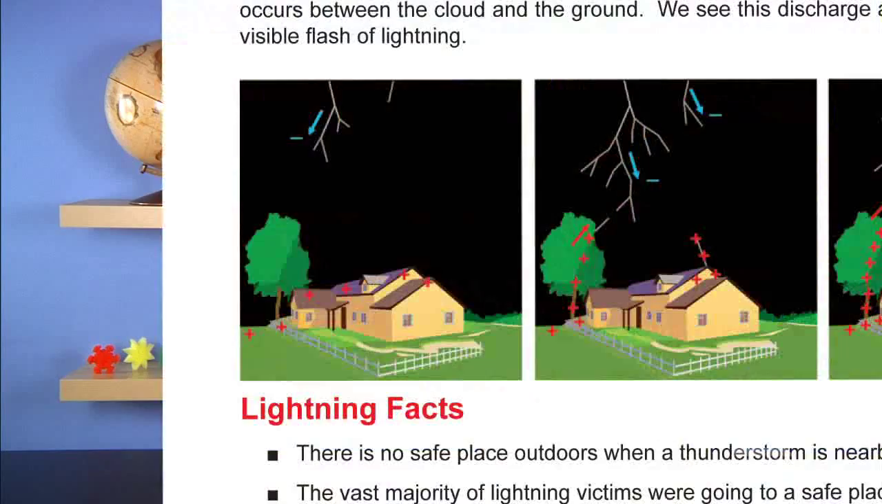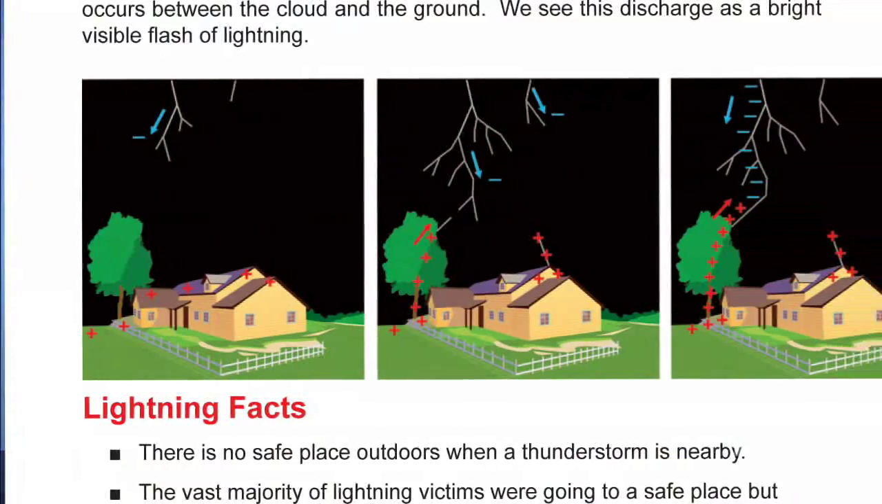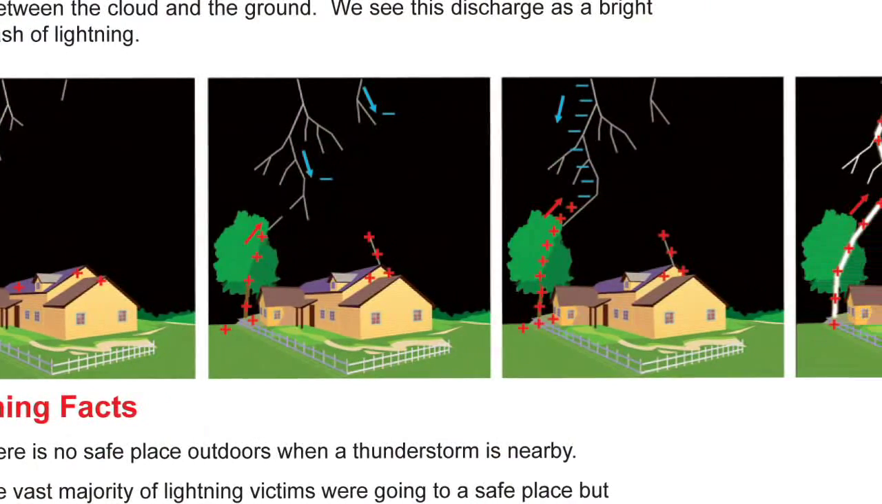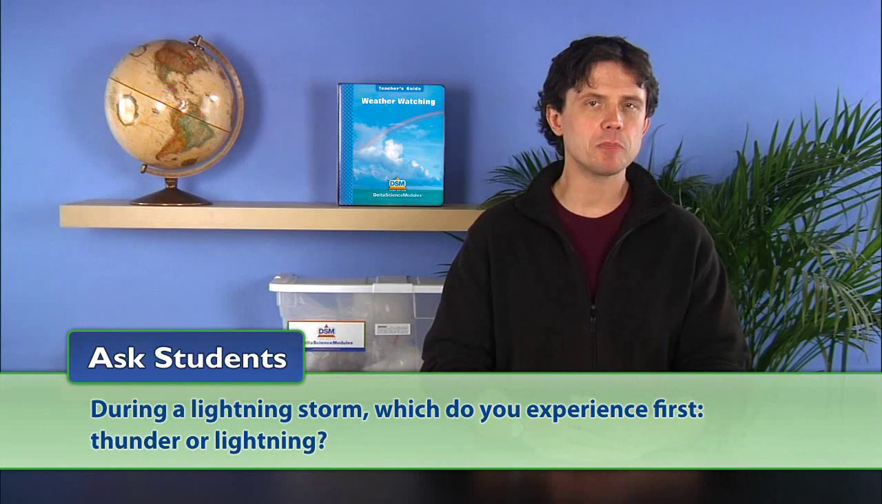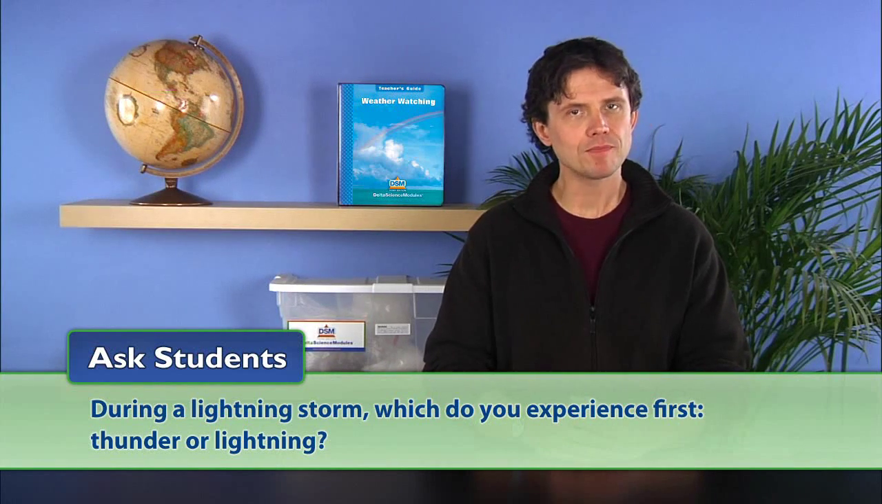In this case, air around a bolt of lightning is rapidly heated, causing the air to rush away from the lightning very fast. We hear this rush of air as thunder. Ask students, during a lightning storm, which do you experience first, thunder or lightning? Students should say that lightning is usually seen before thunder is heard.